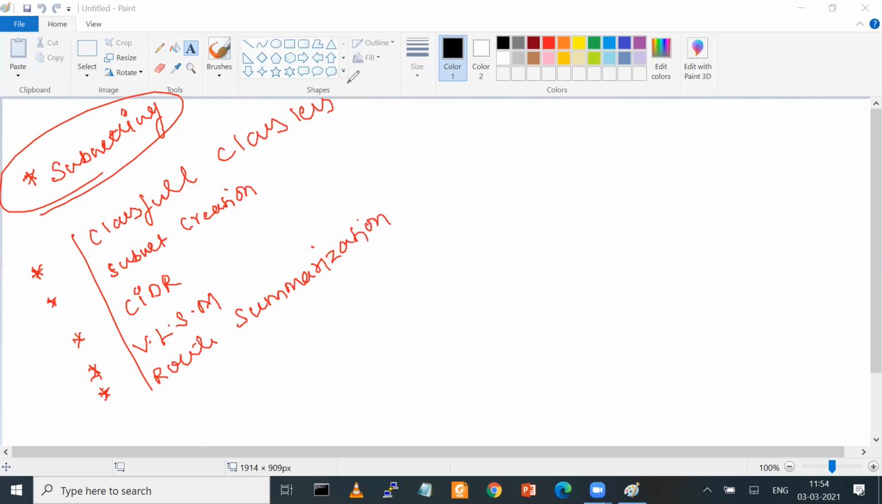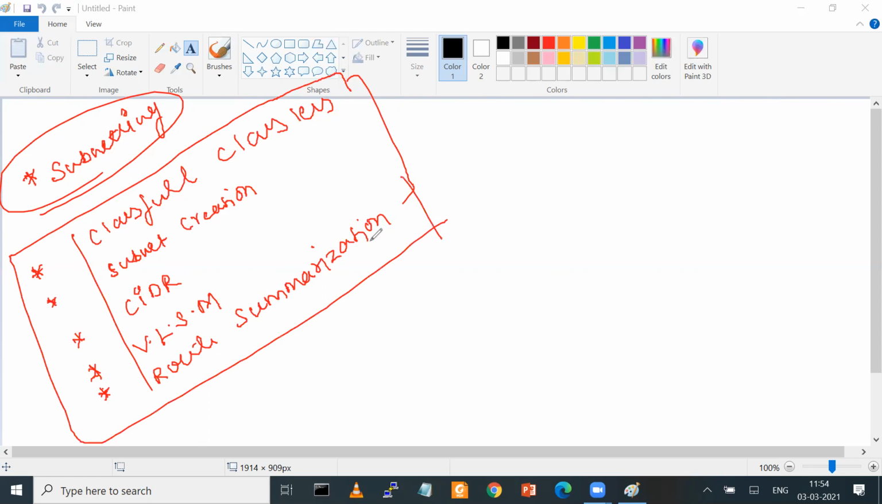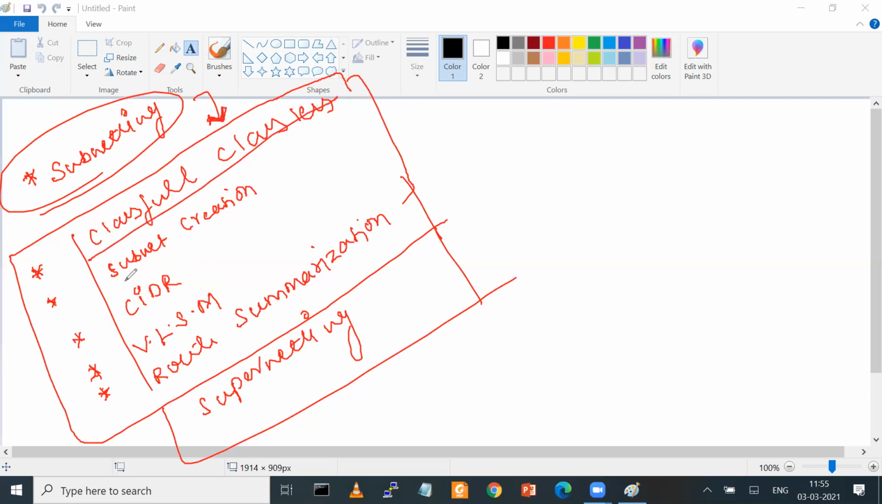So these are the parts of IPv4 subnetting. Means we have to cover all these things in subnetting. Route summarization is also known as supernetting. If you understand all these cases, there is no more concept in IPv4 for addressing or subnetting. If you understand classful, classless, subnet creation, CIDR, VLSM, route summarization, supernetting, it becomes very easy to understand IP related things. So guys, we have to cover all these one by one.